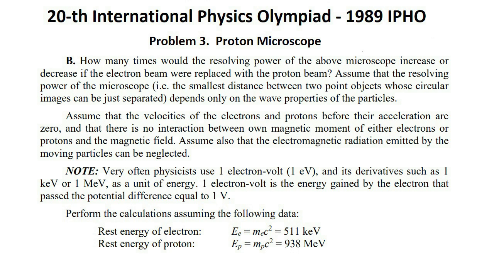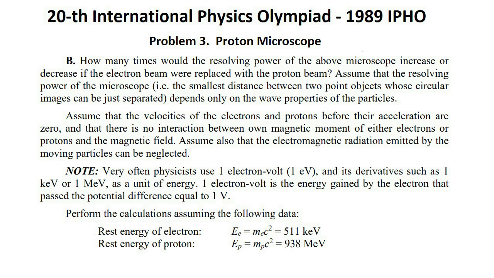Note, very often physicists use 1 electron volt, and its derivatives such as 1 kilo electron volt or 1 mega electron volt, as a unit of energy. 1 electron volt is the energy gained by the electron that passed the potential difference equal to 1 volt.